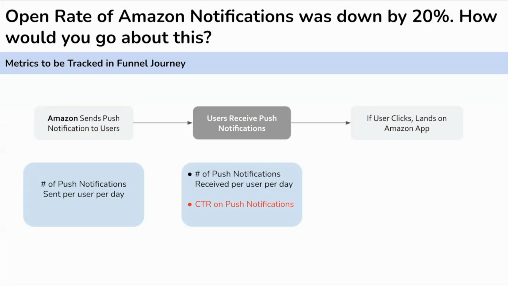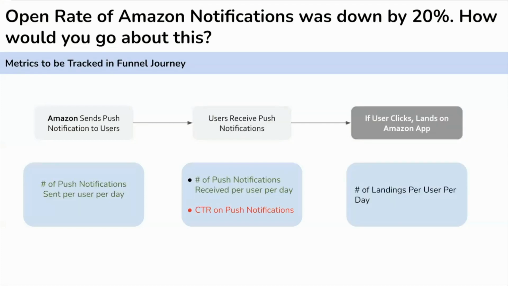So if we are sending more notifications to the user, our general tendency is to expect that the user will click on more notifications, but that is not happening because CTR has reduced. We are sending more and more notifications, but the clicks on the notifications haven't increased, that is why our CTR is down. Then we will check the number of landings per user per day on the Amazon app via notification. That is the same. So what is happening here? Even if we are sending more and more push notifications to the user, they are not clicking on them. They are clicking the same number of notifications as they were doing before. Increasing the number of notifications hasn't increased the number of clicks.